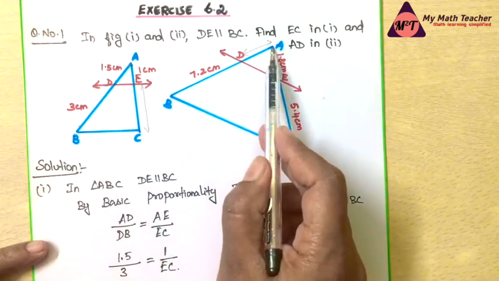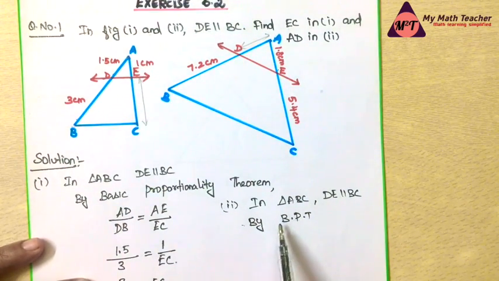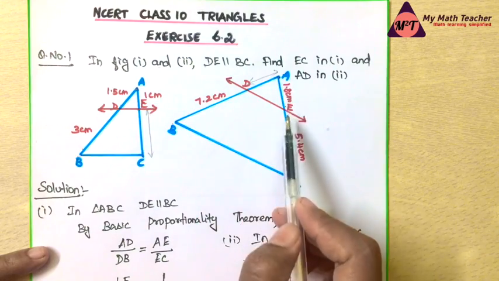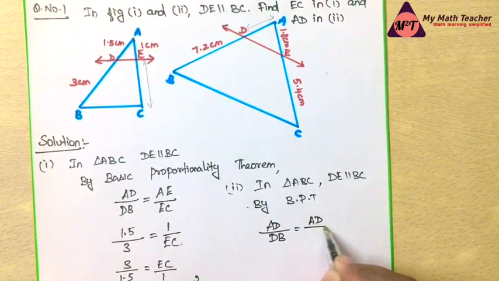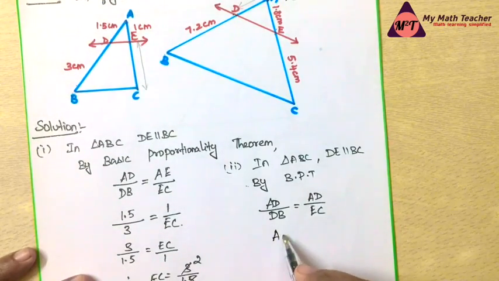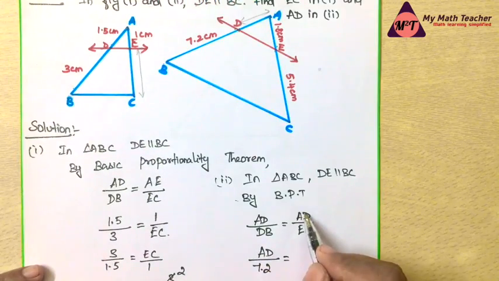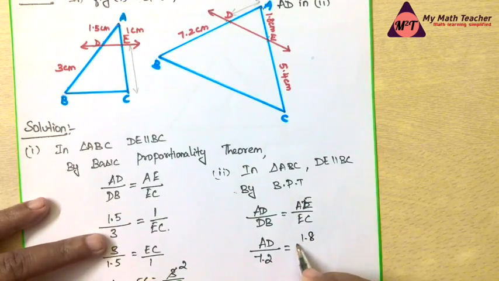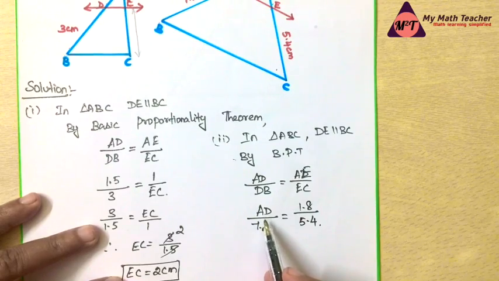In triangle ABC, DE is parallel to BC, so by basic proportionality theorem, this is the short form. What we can say, AD divided by DB is equal to AE divided by EC. Now apply all the values. AD we don't know, that is what we have to find. The length DB is 7.2 centimeter. Here AE is 1.8 centimeter, divided by EC is 5.4 centimeter. We need to get only the AD value.